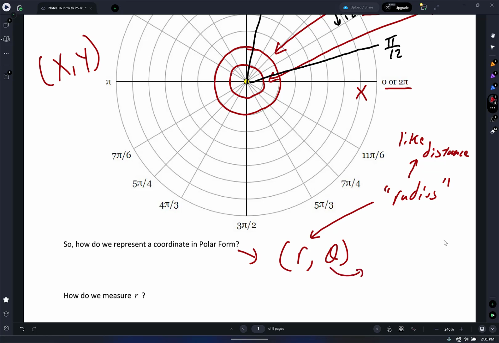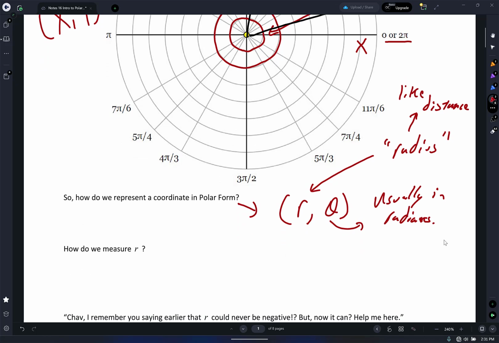The theta is your angle, usually in radians. It can be in degrees, but it's usually in radians. Anything crazy? Yeah, nothing crazy. Okay, so there it is. How do we measure r?